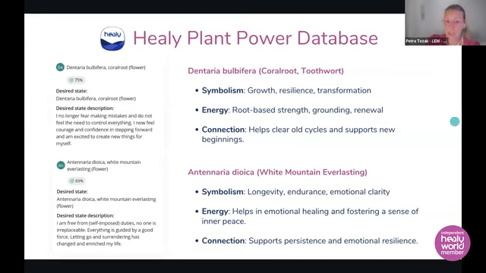So this person actually needs more grounding and regeneration, because obviously fear is taking a lot of energy out of this person. And the connection to this flower is to help clear old cycles and support new beginnings. So my question to this person would be, are you in transition? Are you literally moving through a transformation? Is something happening for you that is making you grow and that you feel like you're not really rooted in your body? So this is the highest one that came up, and this is how you can move through it and have deeper insights.